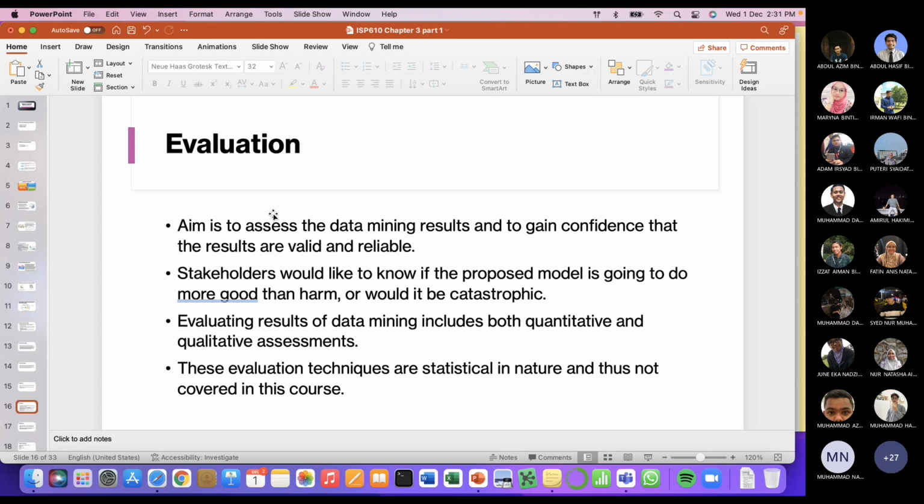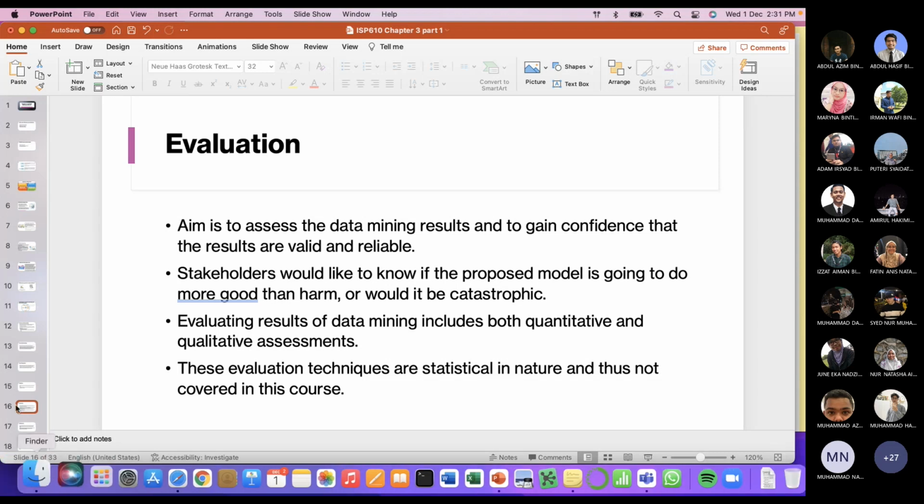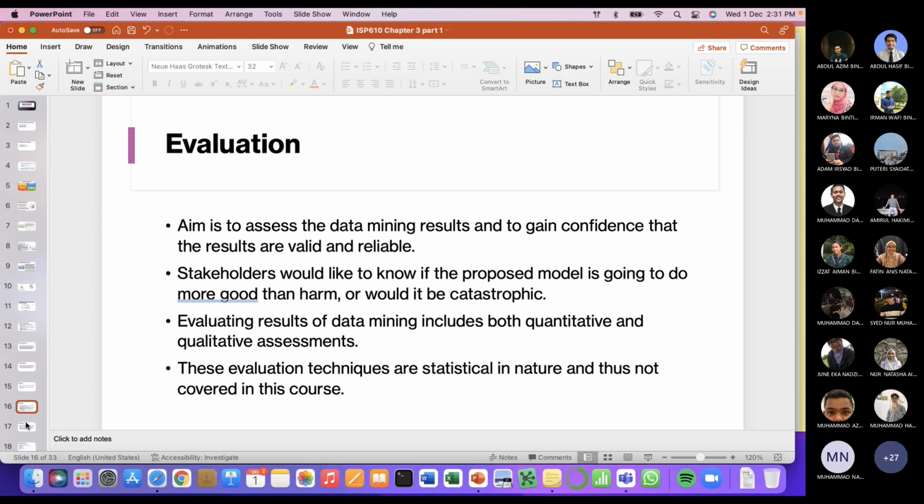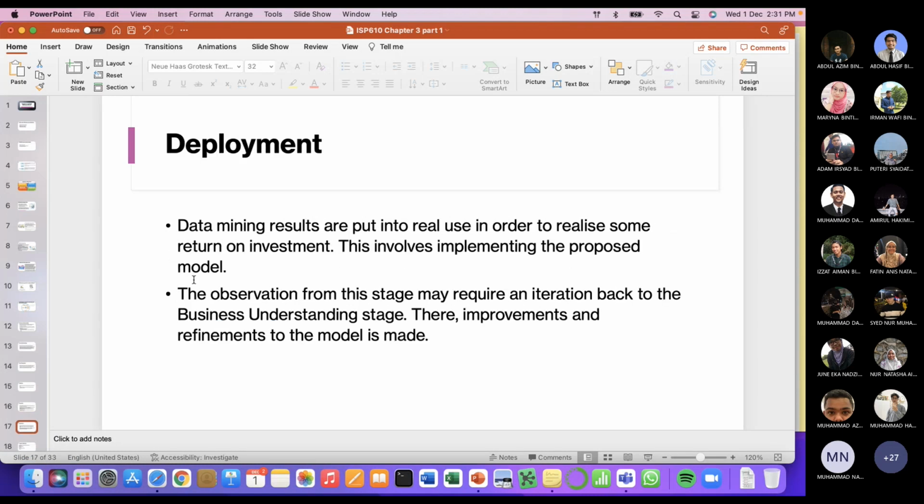Okay, and usually for model evaluation, we will use statistical analysis untuk evaluate lah. Okay, macam you belajar confusion matrix, everything tu, those are from statistical. So the last one will be the deployment. Okay, deployment is where we will put our model or our solution for real use.